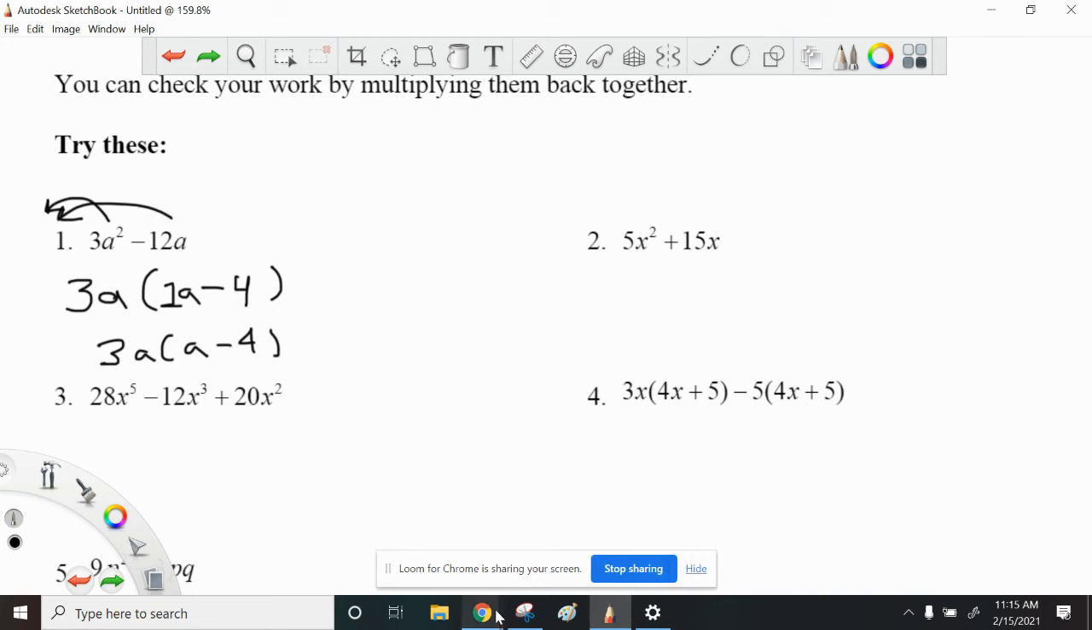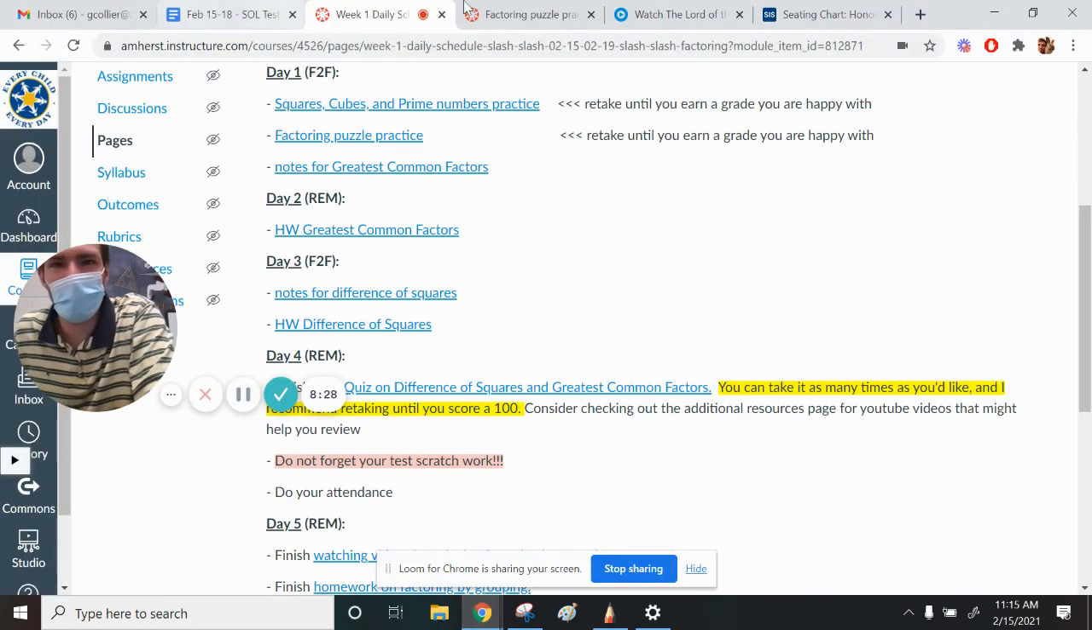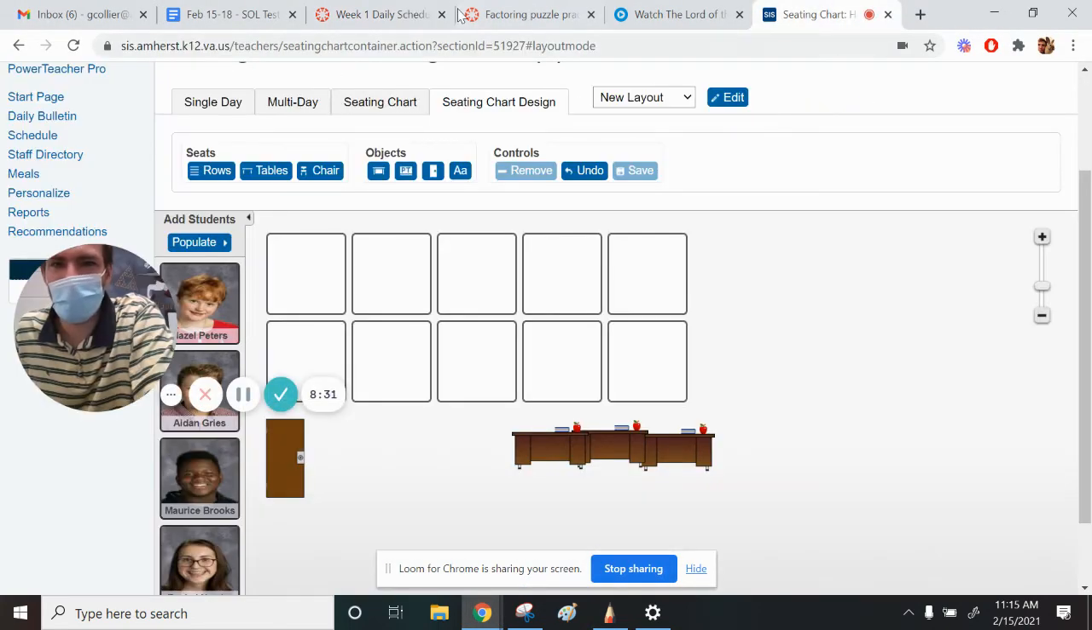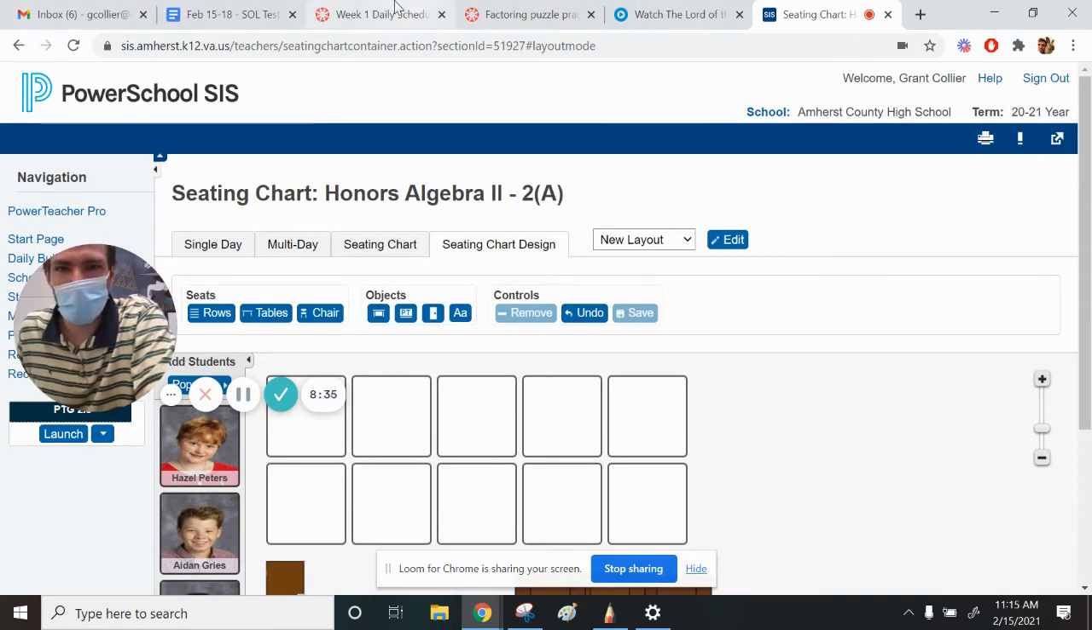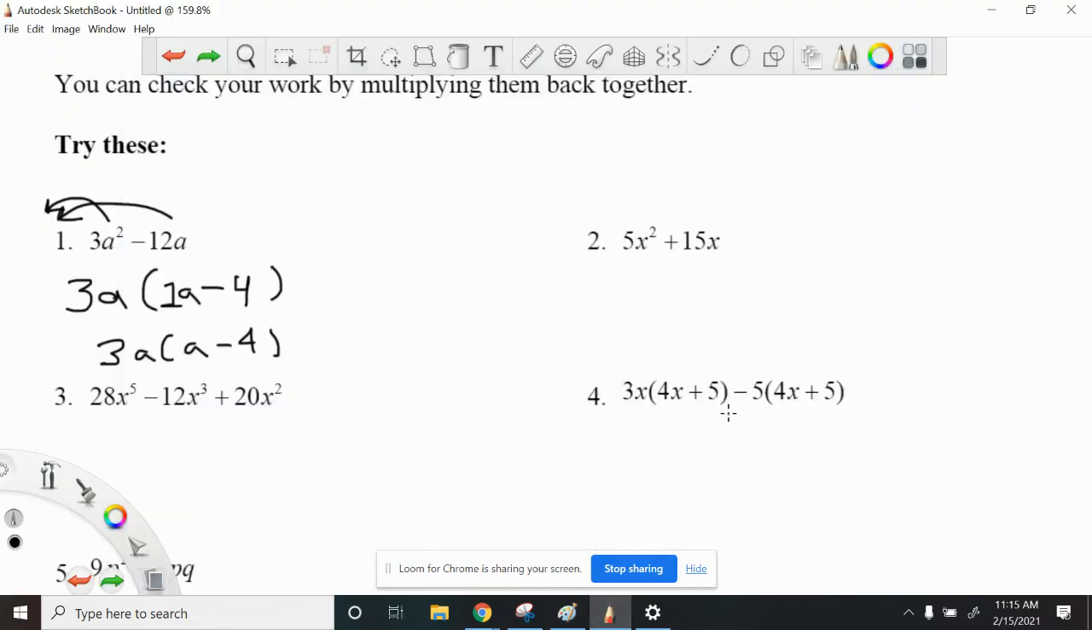Almost remember everybody's names. There's only one name I can't remember. I won't tell you who that is yet. Oh, I'm already looking at second period. All right. Well, I'll just leave it a mystery for now. Where am I going? Here we go.